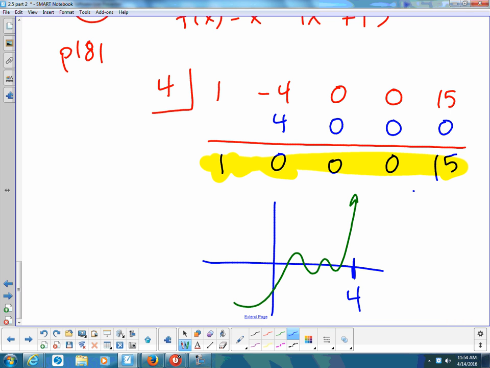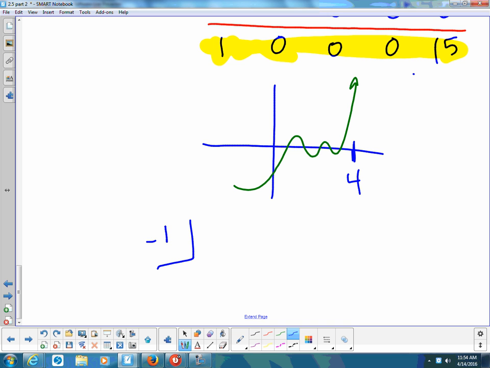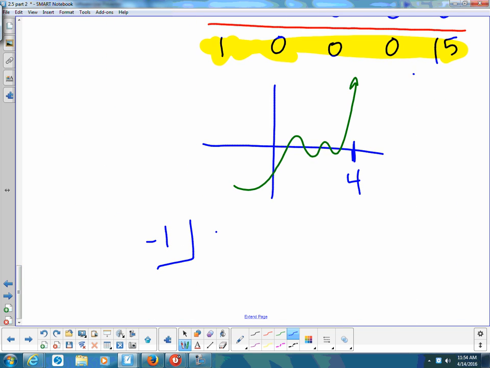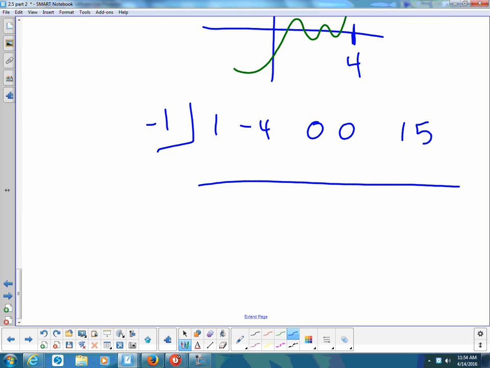Everybody agree? Okay, and can we use that same function and verify that negative 1 is a lower bound? So I'm going to put negative 1 in the box, and I'm still using 1, negative 4, 0, 0, 15. Does this look right? And I'm doing synthetic division with this.